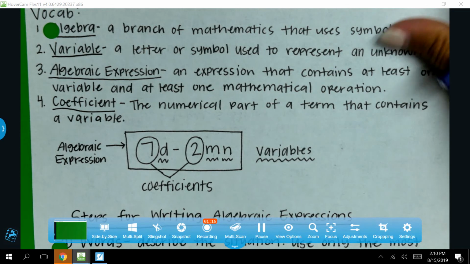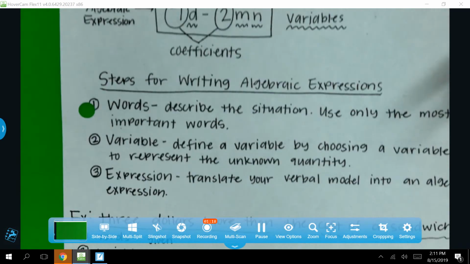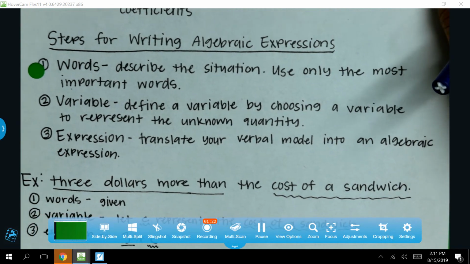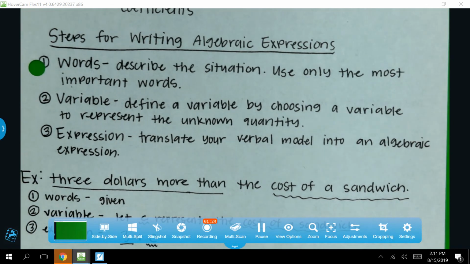So I've written down a few steps as to how to write an algebraic expression. First you, of course, are going to read the words and figure out what's important. You're not always going to be given exactly what you need. They're going to put some other information in there that you might not necessarily need. So you need to be able to pick out what's important. Once you do that, then you're going to define a variable. So like I said earlier, a variable is representing an unknown number.